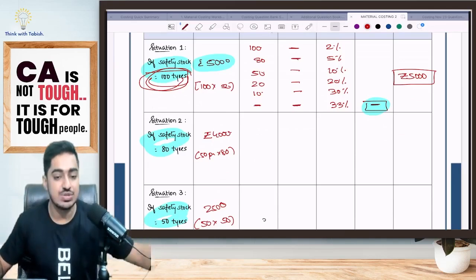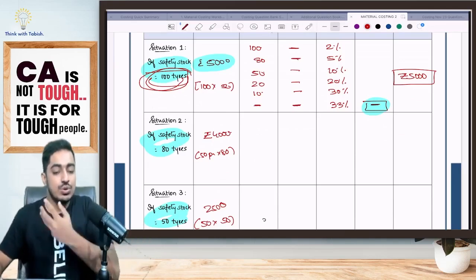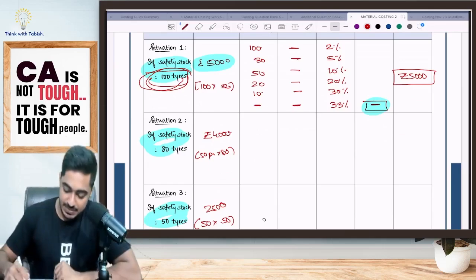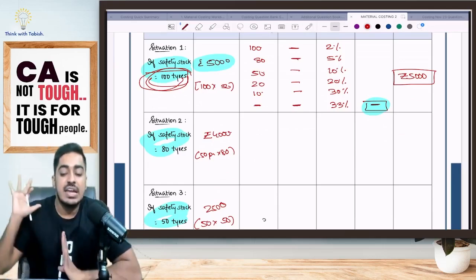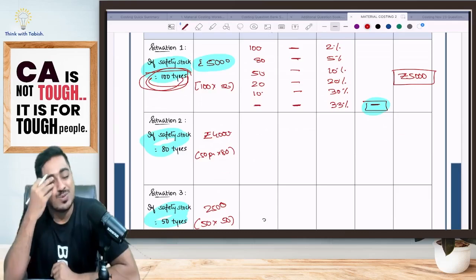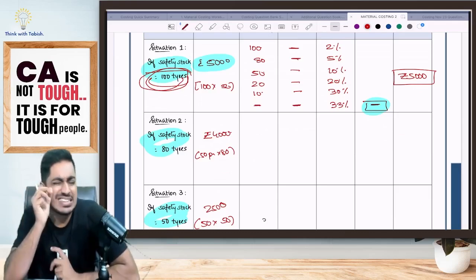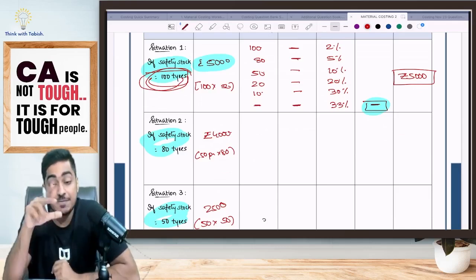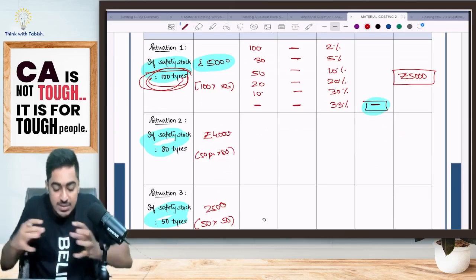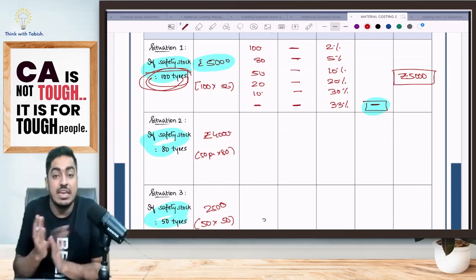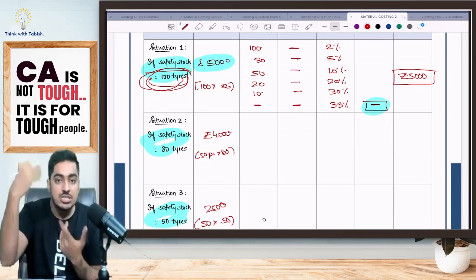Now comes the second situation. Second situation onwards, slowly you will start understanding what is happening. Pay attention. Second situation, I decided, boss, why should I keep 100 tires as safety stock? Let me just keep 80 tires. It is sufficient. If I decide that, what will happen? Now, how many spare tires am I having with me? 80 only. What all possibilities can happen?